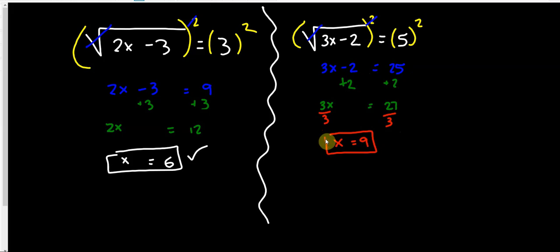Woohoo! I should check it. So let's take 9. 9 times 3 is 27. 27 minus 2 is 25. Square root of 25 is 5. All right, yes. Feeling good. Okay.